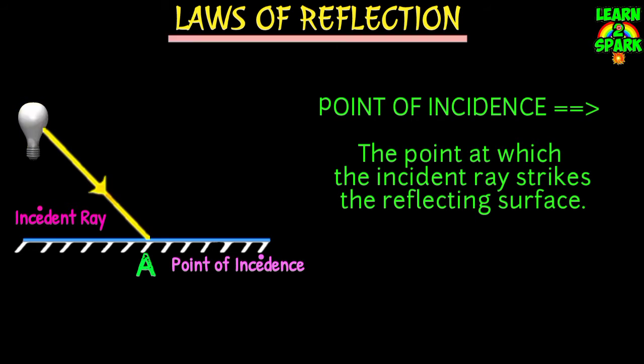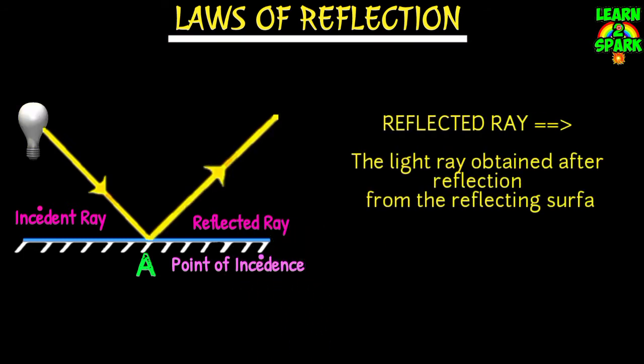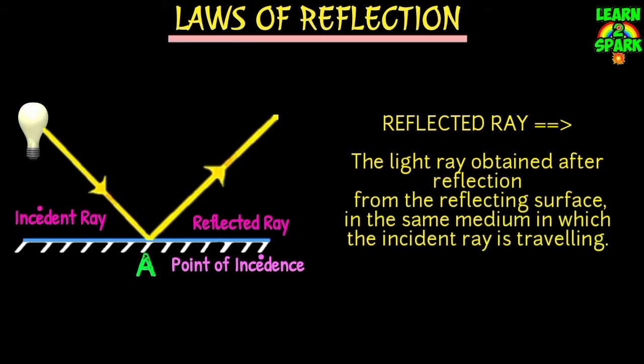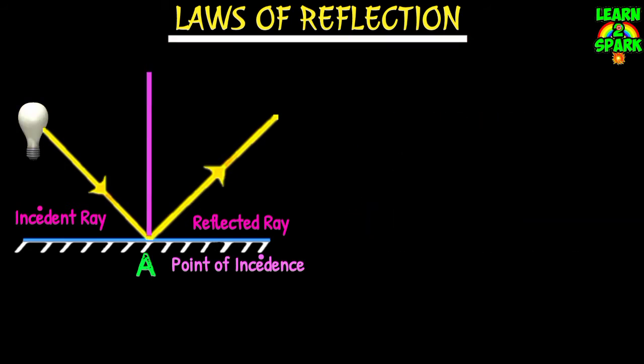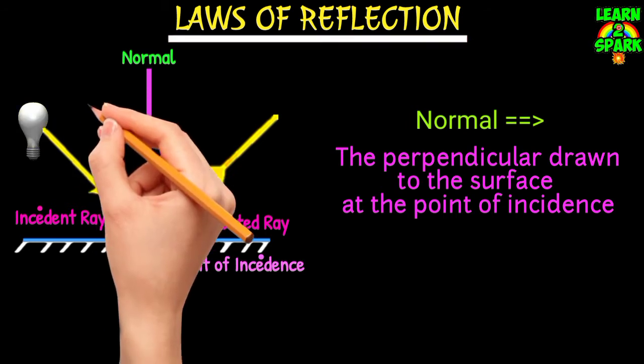Now, due to regular reflection, a ray of light will bounce off the mirror surface from the point A into the same optical medium in which the incident ray was traveling. This ray is called the reflected ray. So by definition, it is the light ray obtained after reflection from the reflecting surface in the same medium in which the incident ray is traveling. Now, if we draw a line at a 90-degree angle from the point A, it is called a normal. So, by definition we can say that the normal is the perpendicular drawn to the surface at the point of incidence. Now, the normal is making two angles with the incident ray and reflected ray.